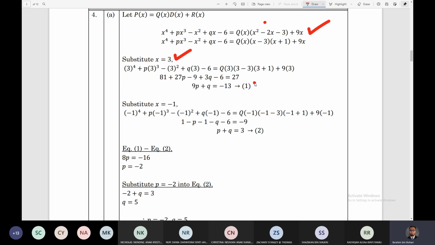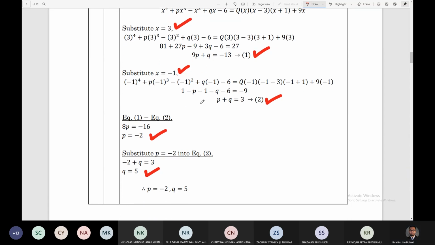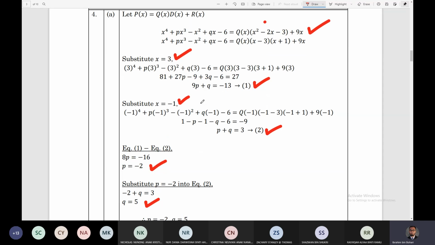First equation. And the second value here, x equals negative 1, and substitute into the polynomial P(x). And the second equation here is p plus q equals 3. And then you find the value of p and find the value of q. P here is negative 2 and the q here equals 5. Okay, cek jawapan. Ini saya ingat ramai boleh buat dah. Saya ingat tak ada masalah. Ya. Cek answer. Okay, question 4 and question 5.